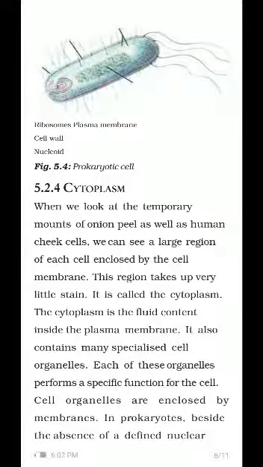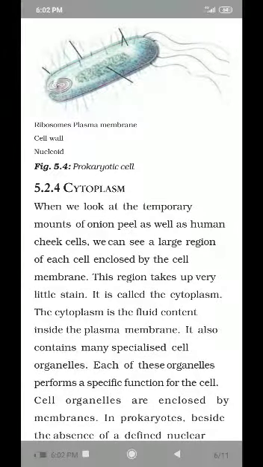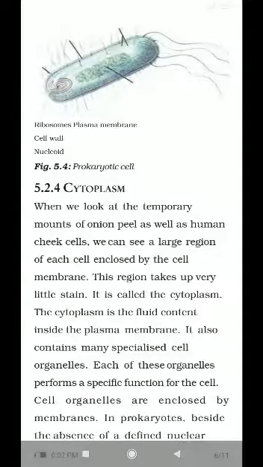When we look at the temporary mount of onion peel as well as human cheek cell, we can see a large region of each cell enclosed by the cell membrane. This region takes up very little stain. It is called cytoplasm.